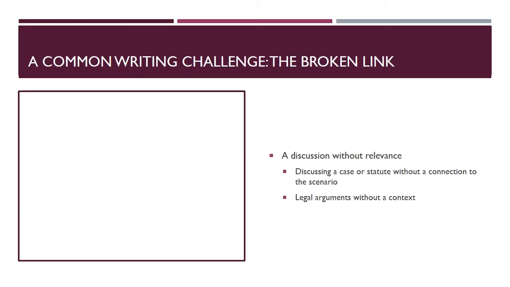So what exactly is a broken link? A broken link is when you discuss a standard of the law or a case without actually making a relevant link to the case or to your own scenario. This happens often in legal writing when students are so eager to show their knowledge of the holding and the facts of a case, but they forget to make that logical link to what their own scenario is about. It's like having a legal argument without context.